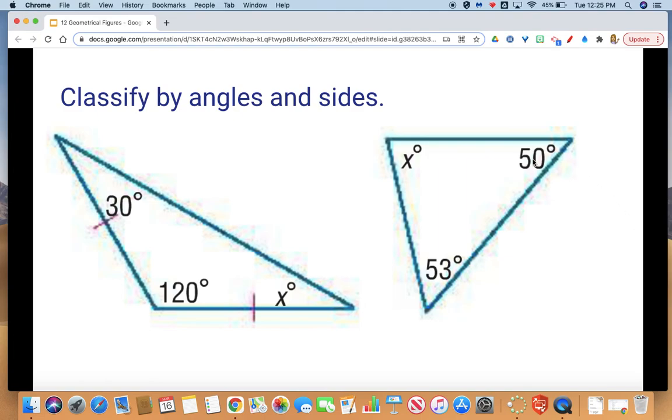What about this triangle? Look at the angles. Do you see any 90s? Nope. Do you see anything over 90? No. Even though I can't tell what x is, see how it's got a very closed in looking angle? That's telling me it's less than 90 degrees. 53 plus 50 is 103. To get up to 180 from there, I'd be 77 degrees away, so not yet up to 90. So this is an acute. Do I have any sides that are the same? No, so an acute scalene triangle.